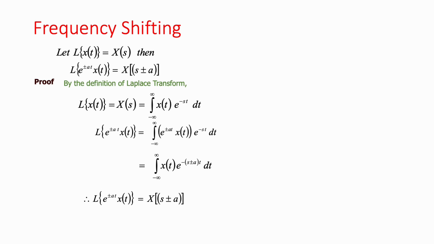Now, the Laplace transform of x of t. Write down the definition first. All of you know the Laplace transform formula. Then, instead of x of t, we have to substitute the frequency shifting, e power plus or minus at times x of t, wherever x of t is present in the formula. Now, combine both the exponential terms, as shown here: x of t e power minus s plus or minus a into t dt.